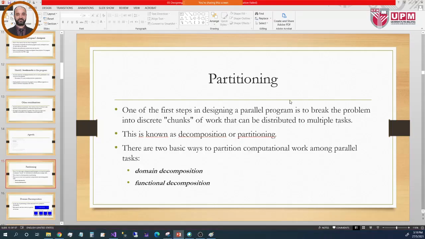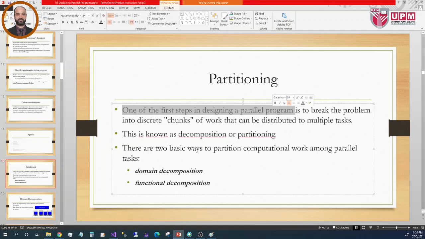Okay, partitioning. What is partitioning? Partitioning is one of the first steps in designing a parallel program. That first step is to break the program into discrete chunks. What does it mean, discrete, guys? Do you know what it means? Anyone knows the meaning of discrete?